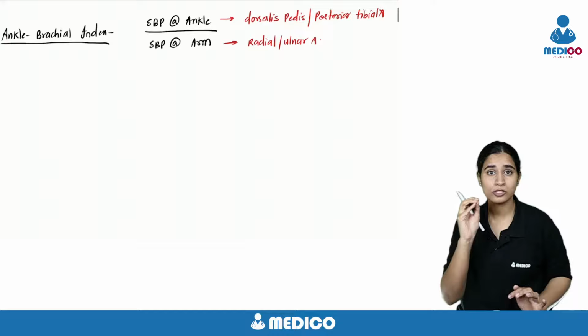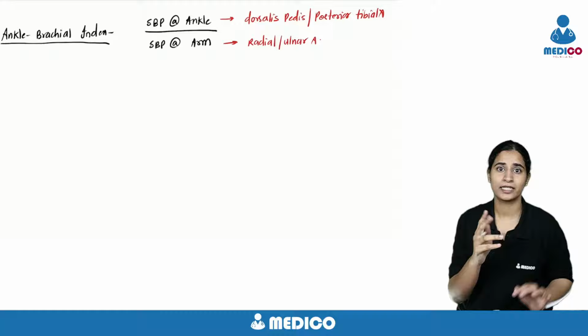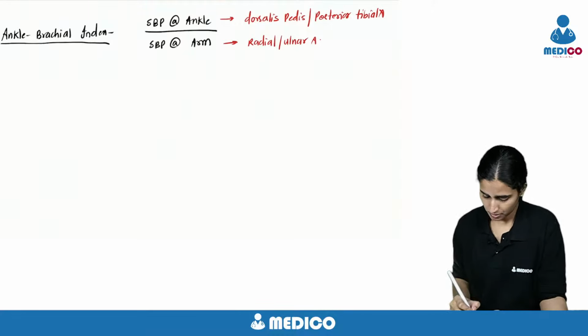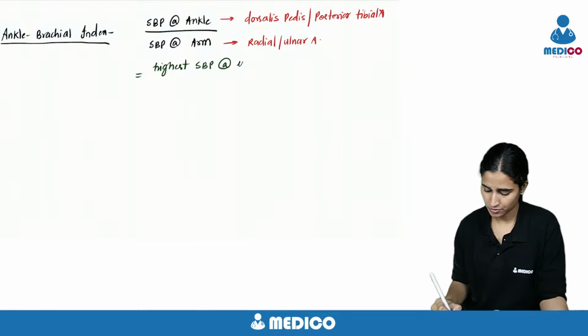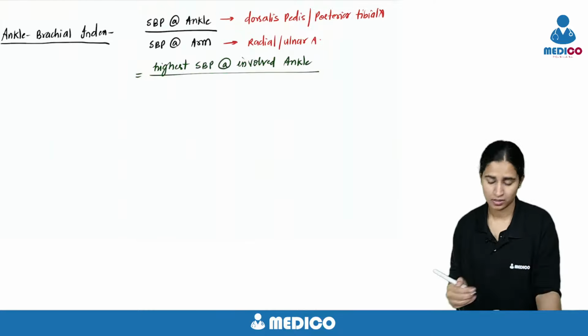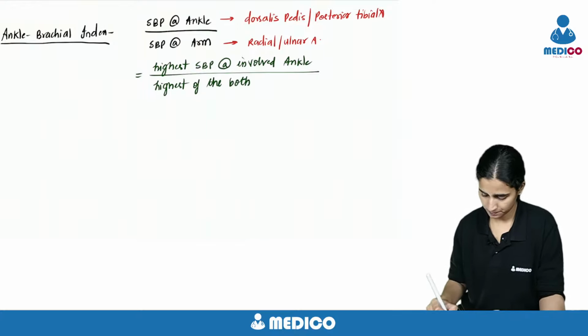That is why you should be more specific. So precision is more important for your shooting. You have to shoot in the shortest time. So you have to be more precise while reading. So it is the highest systolic blood pressure of the involved ankle by the highest of both brachial systolic blood pressures. Among right and left, whichever is the highest, I will take that.